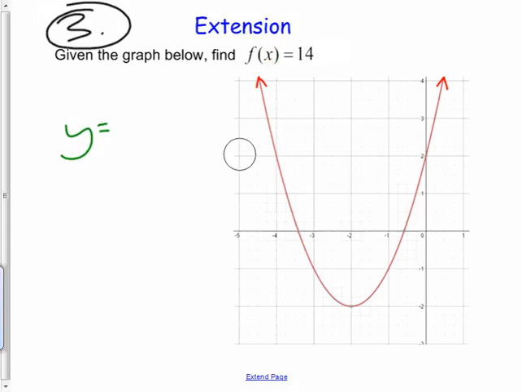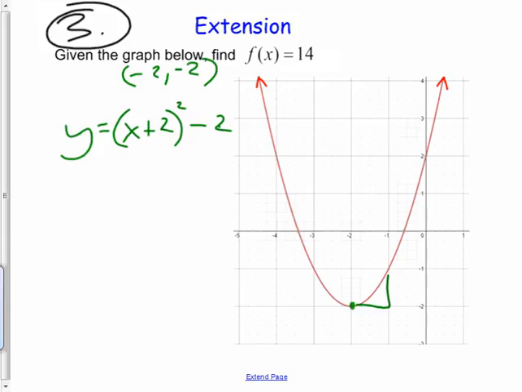y equals, well, if I knew the vertex, oh, I do know the vertex. It's negative 2, negative 2. So I'm just going to write this in vertex form. Something squared, and then put the vertex there and there. So I put plus 2 and minus 2, and I make sure there's no stretches. Over 1, up 1 has a spot there, yay, and it's right side up, so there's no negatives and no stretches. So there's my equation.